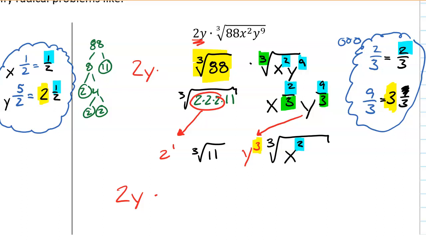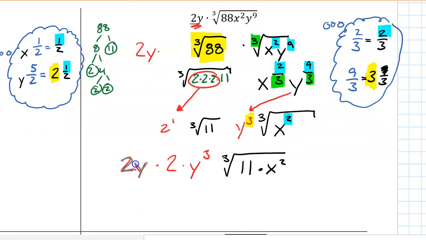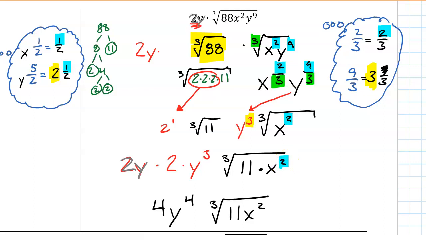So we're going to regroup this, multiplying everything outside the radical and putting everything inside the radical together, along with that original 2y from where our problem started outside. So we have 2y, 2, and y cubed outside the radical, and 11 and x squared inside of the radical. So giving us a finalized 4y to the 4th times the cube root of 11x squared. Again, we had 1 y here, 3 y's there. 1 plus 3 gives me 4. 2 times 2 is 4 for the values. And then everything under the radical, I couldn't really do anything other than just list them next to each other.